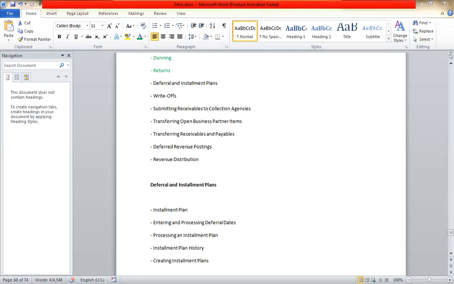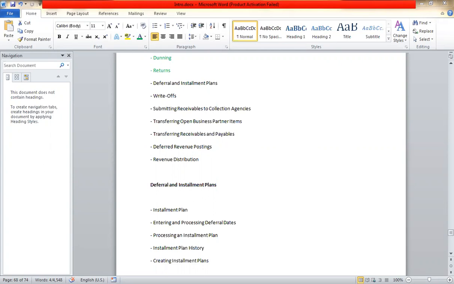Then after deferral and installment plans, we move on to the next topic. That is write-offs. The purpose of write-off is you use this component to write off open receivables and credits of a business partner.